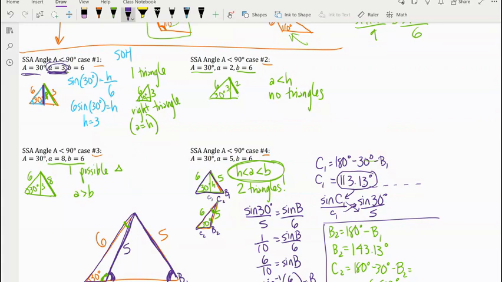If your given side across from the given angle is too short, so it's shorter than the height, okay, it's too short, then there's no possible triangles.